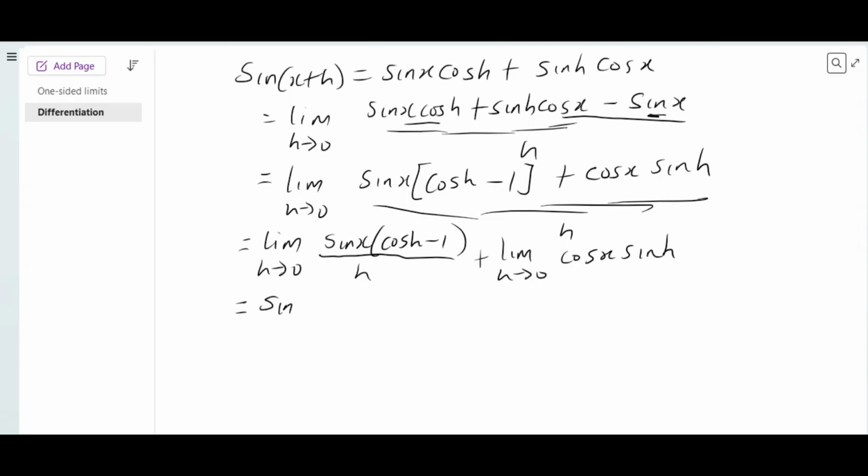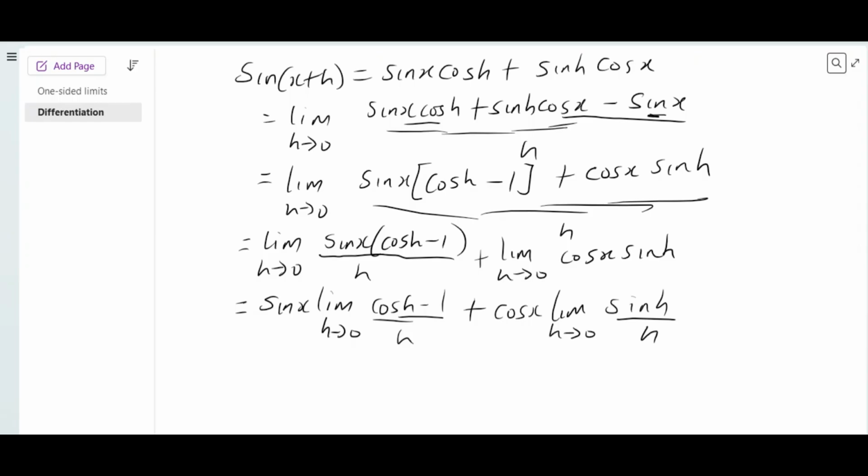So sine x will come out. Then I'll have the limit as h approaches 0 of cos h minus 1 all over h. Then plus here, I'm going to factor out cos x, right? I'm factoring the ones without the h. So cos x, then I have the limit as h approaches 0 of sine h over h.